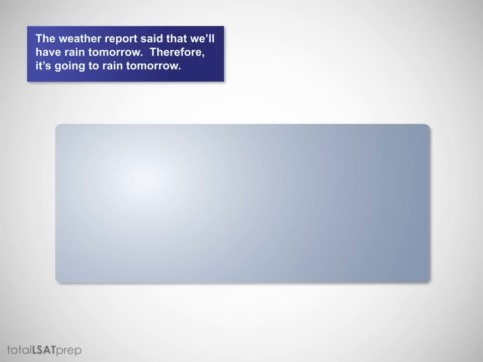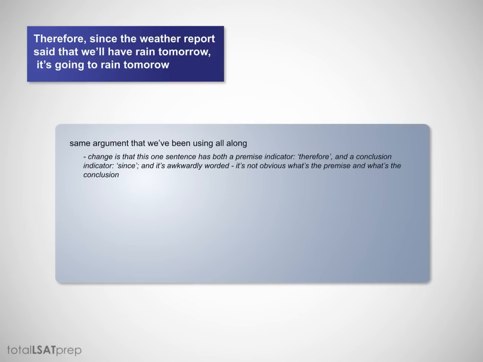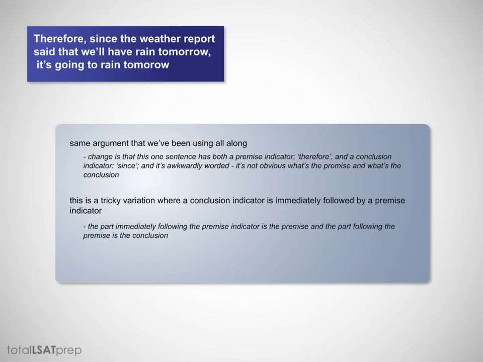Okay, so now look, we've changed the wording in the argument a little bit. Now it reads, therefore, since the weather report said that we're going to have rain tomorrow, it's going to rain tomorrow. Now, this is actually the same argument that we've been using all along. The change is that this one sentence has both a conclusion indicator, therefore, and a premise indicator, since, and it's awkwardly worded. It's not obvious what's the premise and what's the conclusion. This is actually a tricky variation where a conclusion indicator is immediately followed by a premise indicator. And the part immediately following the premise indicator is the premise, and the part following the premise is the conclusion. So we have, therefore, since the weather report said it will have rain tomorrow, which is a premise, it's going to rain tomorrow, it's our conclusion. And you should pay attention to this because it'll come up on the test, the therefore since.